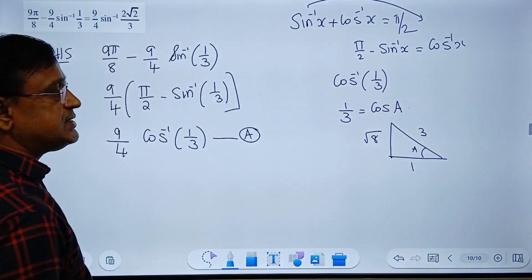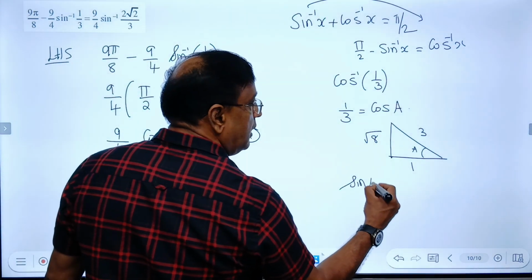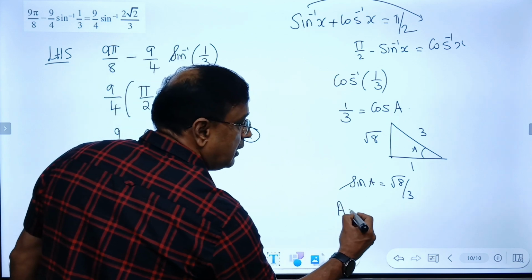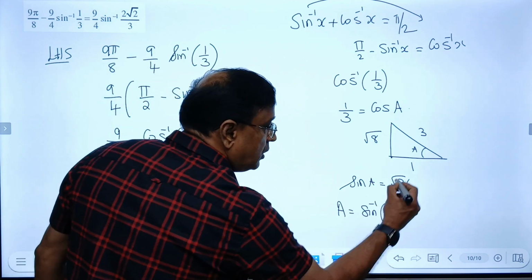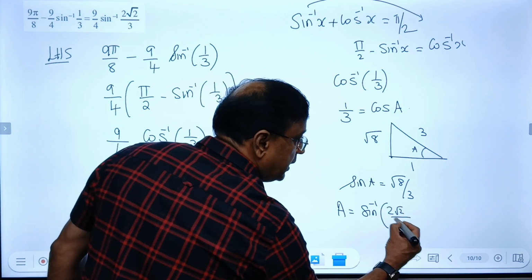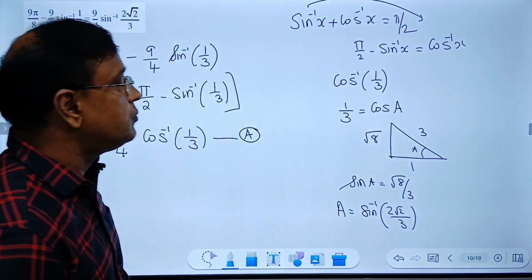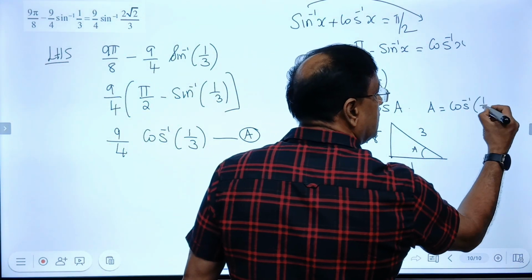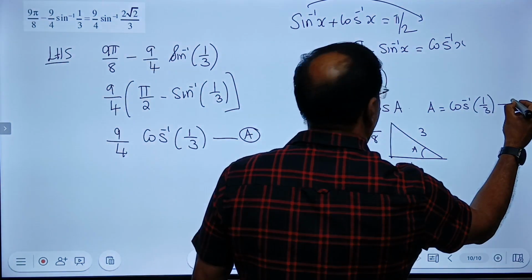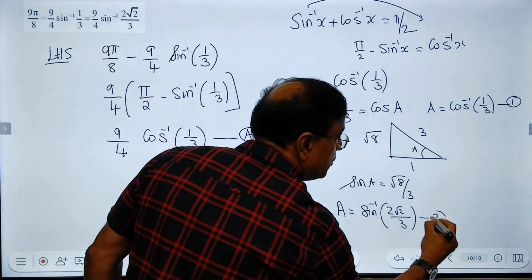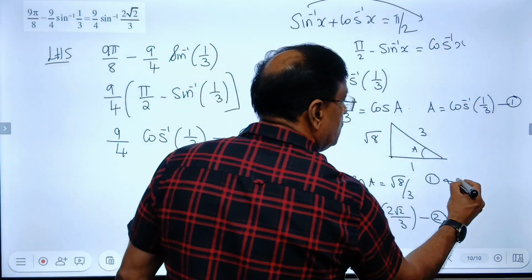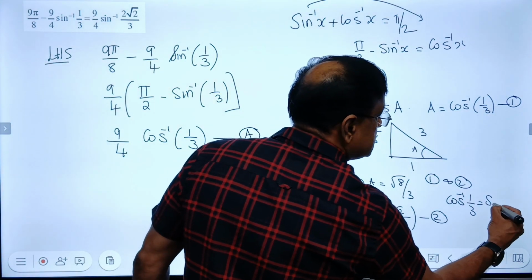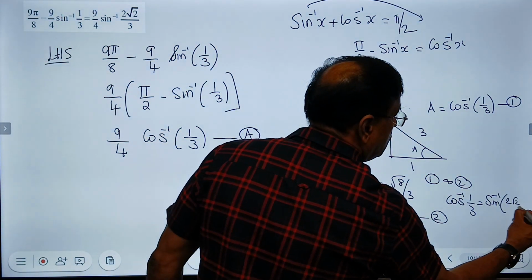Now since I want to prove it as sine, take sine. What is sine a? It's root 8 by 3. So what is a? It is sine inverse of, what is root 8? 2 root 2 by 3, correct? Let it be there. Now from here, what is a? Cos inverse of 1 by 3. So what do you say from 1 and 2? So from 1 and 2, it's very clear that cos inverse of 1 by 3 is same as sine inverse of 2 root 2 by 3.